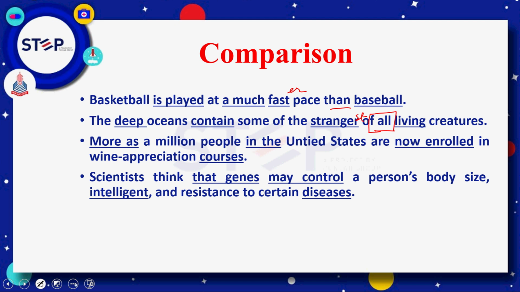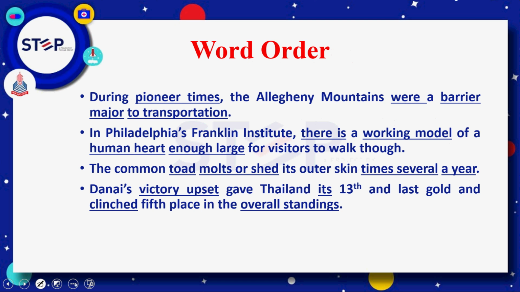Scientists think that genes may control a person's body size, intelligence, and resistance to certain diseases. This question, by the way, is also an example of parallel structure, but it is also related to comparison, so there should be intelligence.